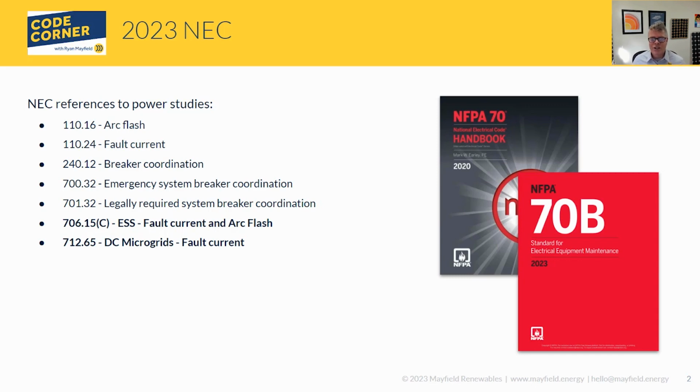Again, I'm not trying to give you every single code reference out there as it relates to these different studies that you're going to have to do, but rather just putting them out there. In NFPA 70, which is the National Electrical Code, there are references to 70B and 70E in the informational notes around these sections. So take your time, go look at those. I encourage you to understand what some of those requirements are going to be for your installations.